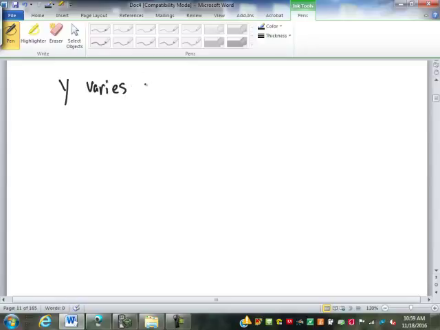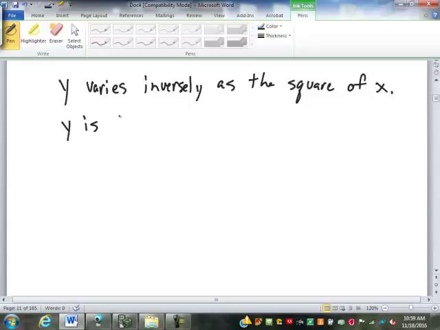So let's say we're told y varies inversely as the square of x. And let's say that we are told y is, what do I want to put in here?